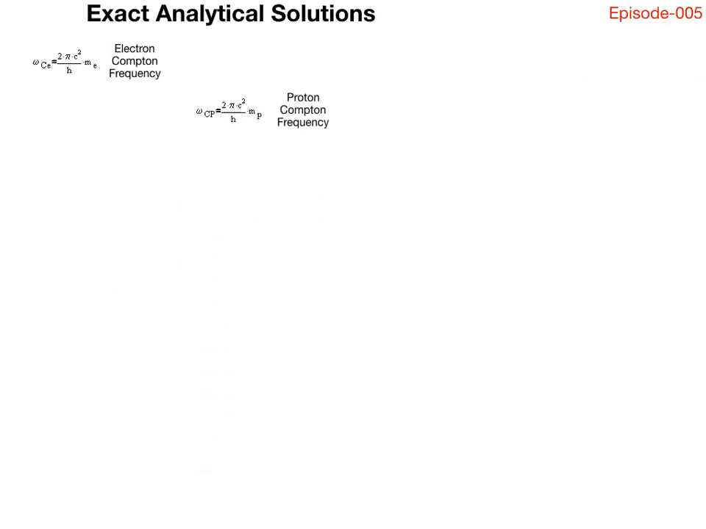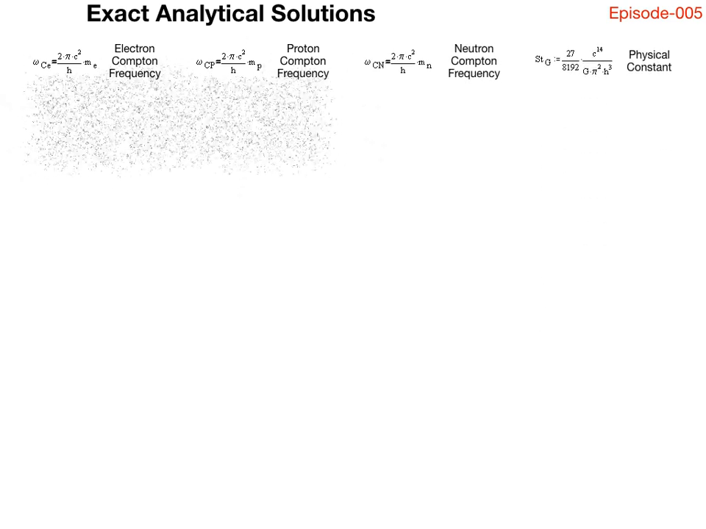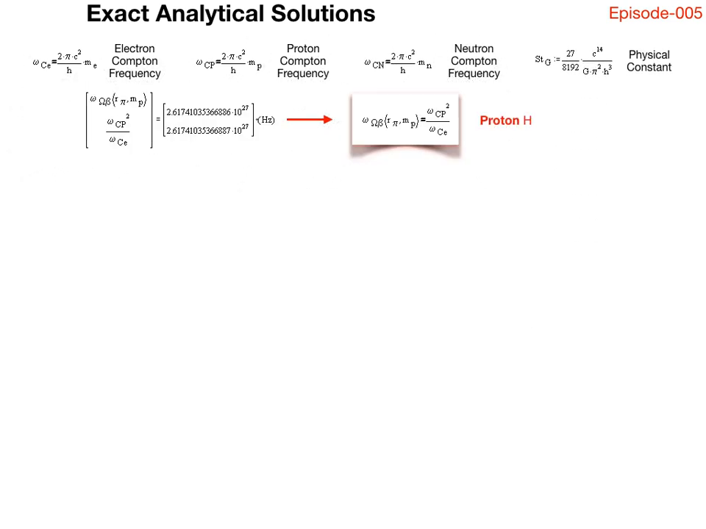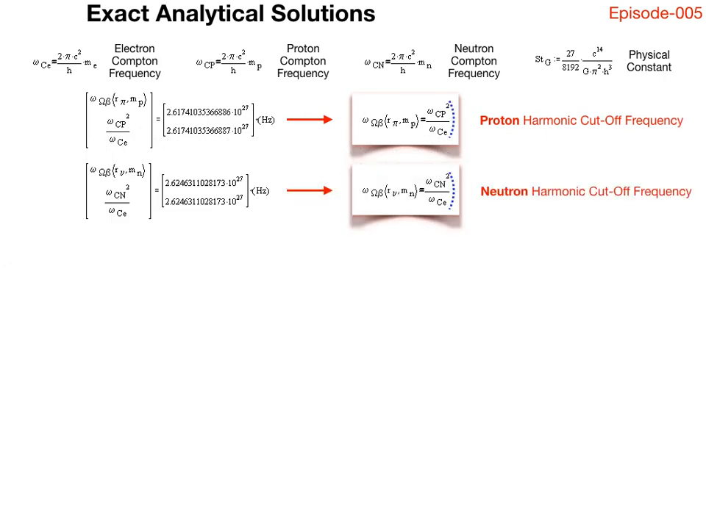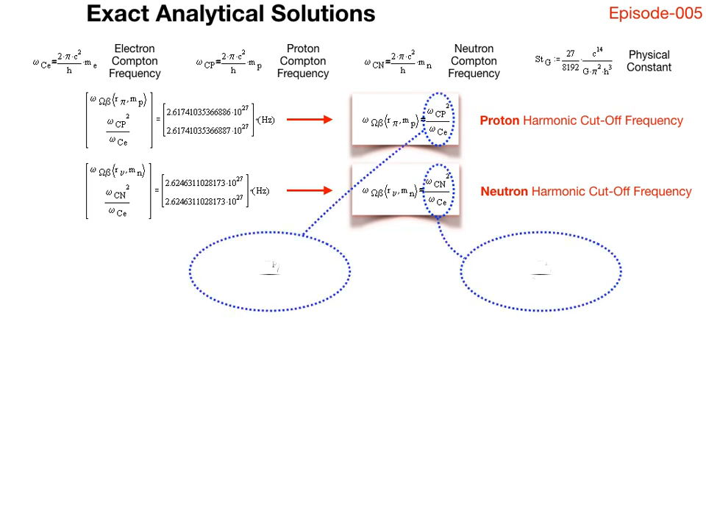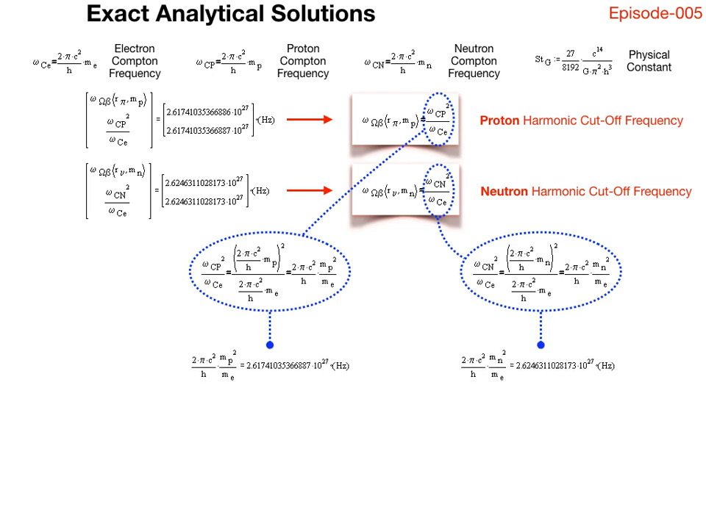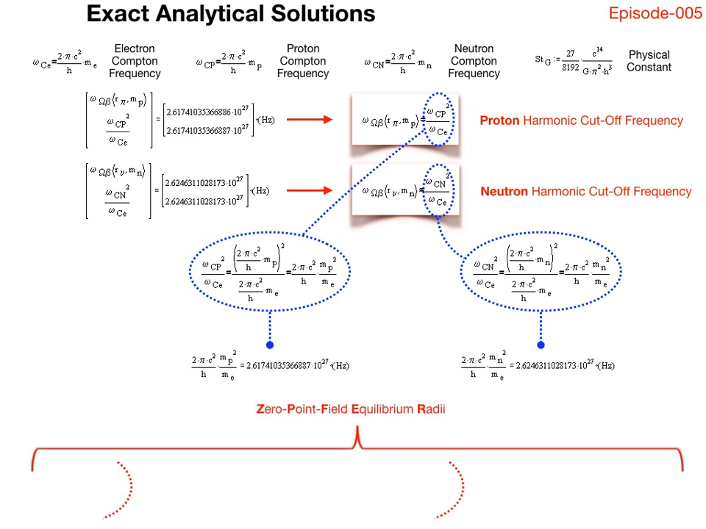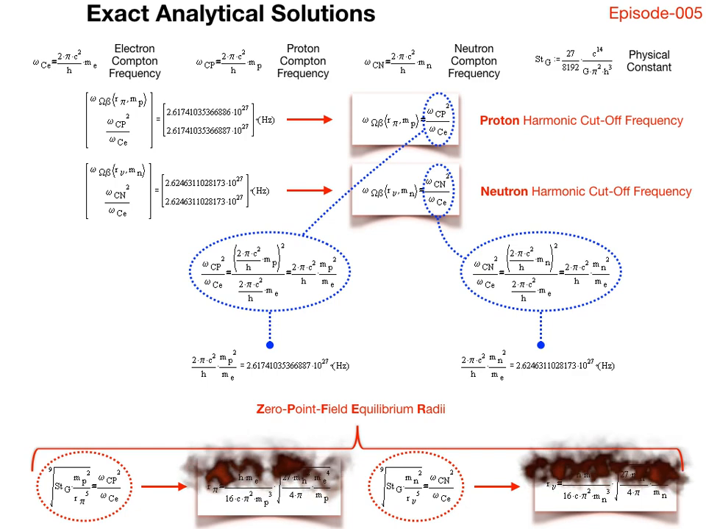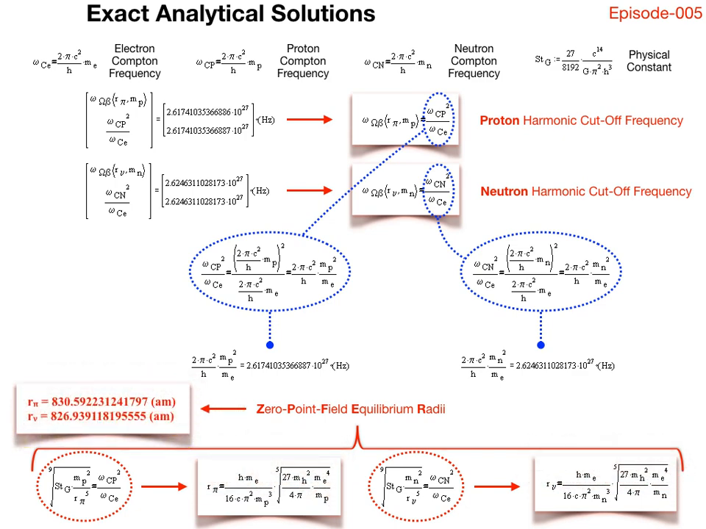The derivation sequence for the zero-point field equilibrium radius of the proton and neutron is astonishingly simple once the significance of Compton frequencies is realised. When we evaluate the ratio of particle Compton frequency squared to the electron Compton frequency, we find that they are equal to the second simplified harmonic cutoff frequency as shown. Once this relationship has been realised, a string of simple substitutions yields the exact analytical solution for the zero-point field equilibrium radius of the proton and neutron, appearing at the bottom of the screen as r sub pi and r sub nu respectively. These exact analytical solutions may seem innocuous, but nothing could be farther from the truth.